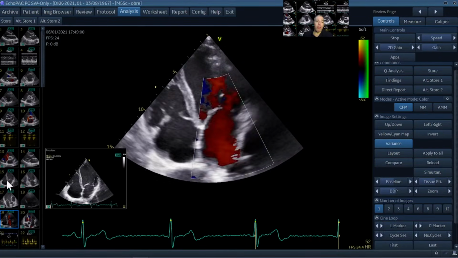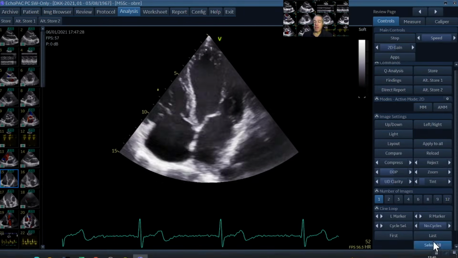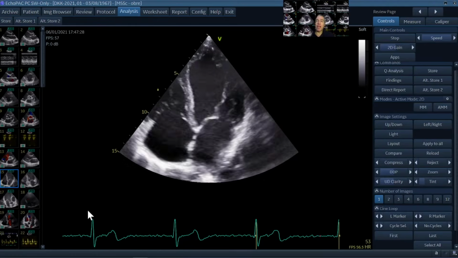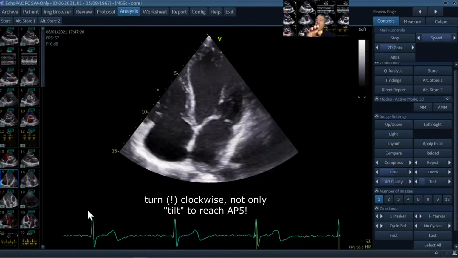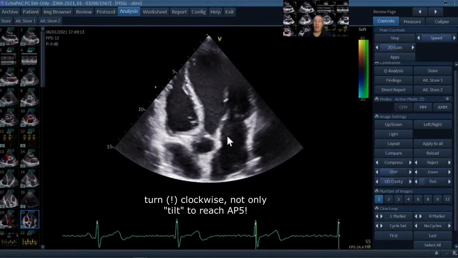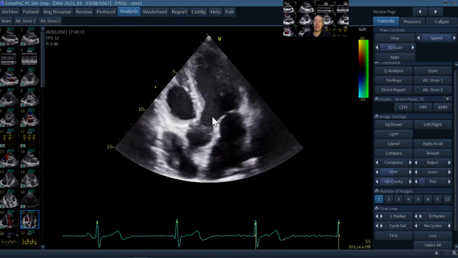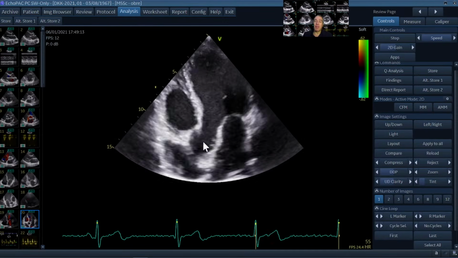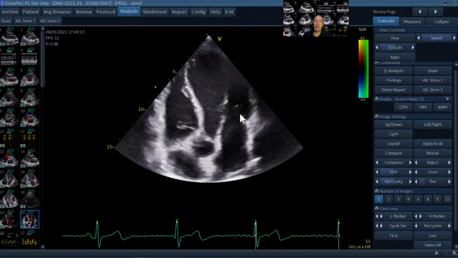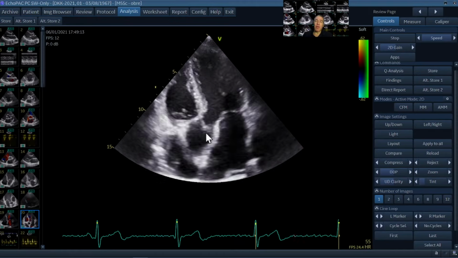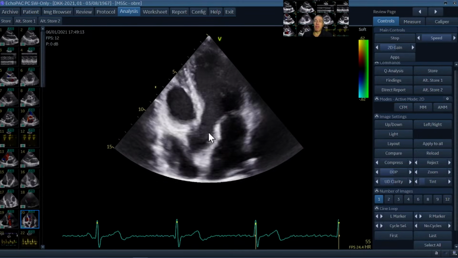From the apical four-chamber view, so this would be this one here, you might also turn the probe clockwise a little bit, and then you end up in the apical five-chamber view, where the outflow tract is now here in the middle of the image, not on the right side as in the apical long axis view, but quite the opposite, on the left side of the left atrium, and we call this the apical five-chamber view.